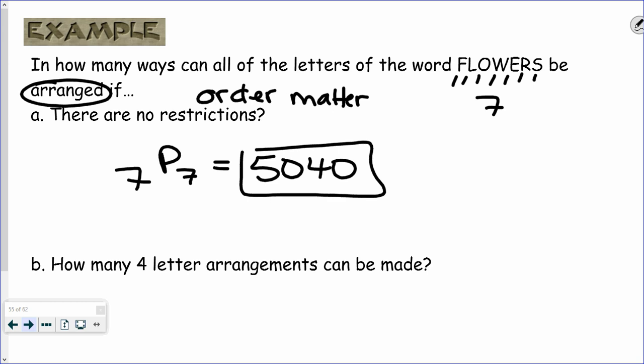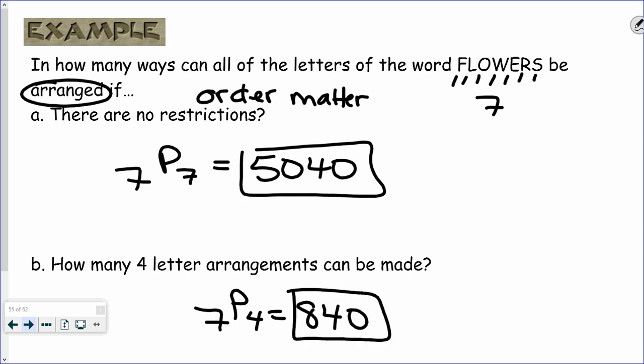Part B then says, how many four-letter arrangements? Well, again, order matters because it's an arrangement. So I have 7 letters to pick from. I want to pick 4. 7P4 is 840. So these questions were permutations because I'm arranging things, and that means that order matters. It's got to be a permutation.